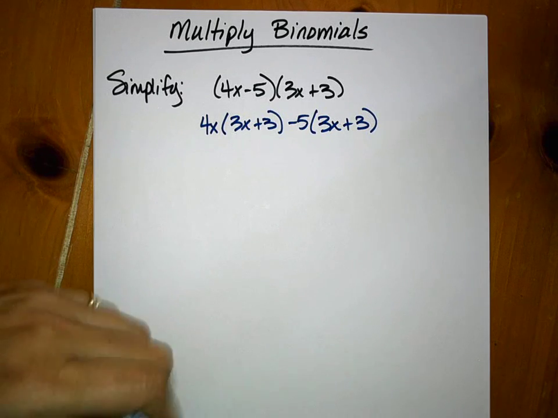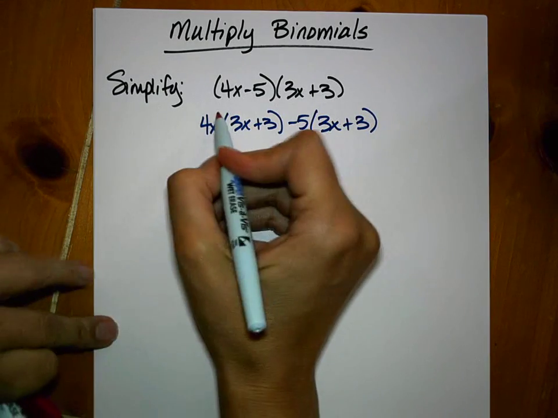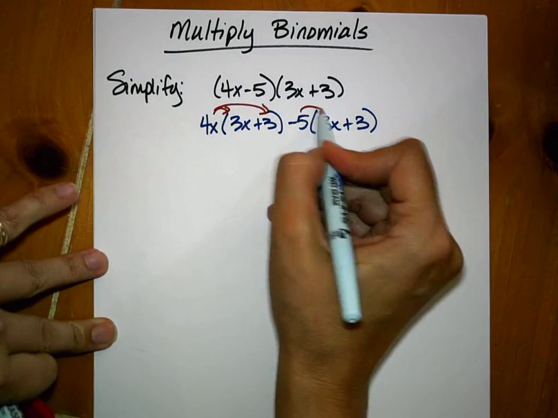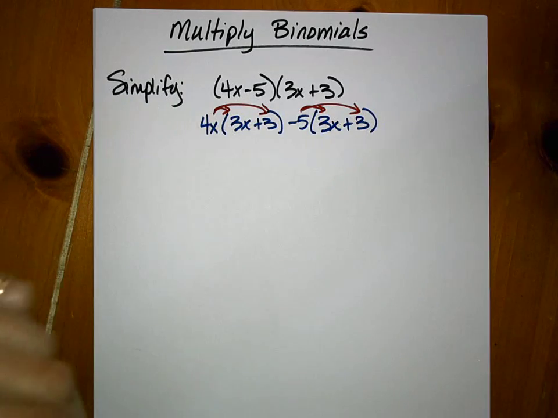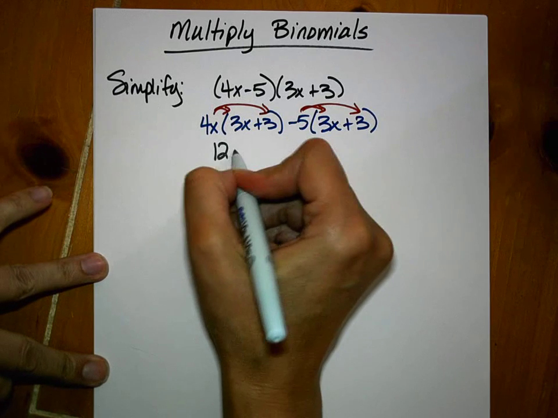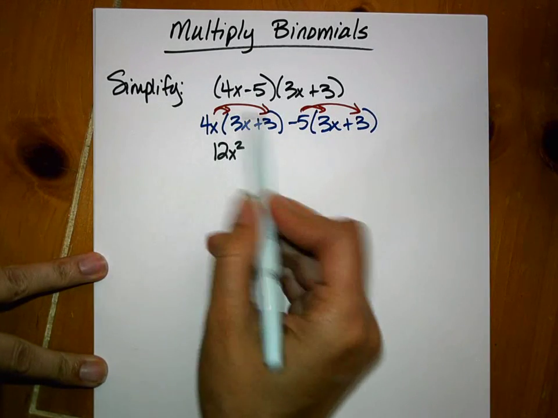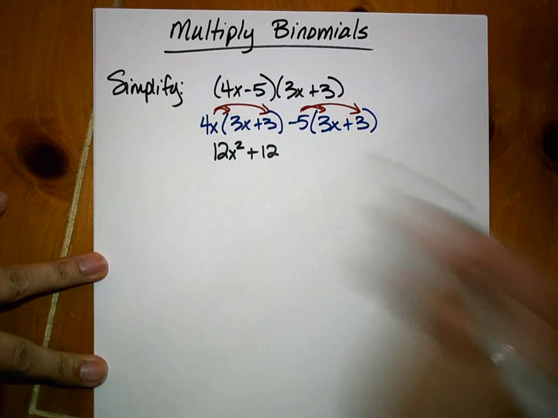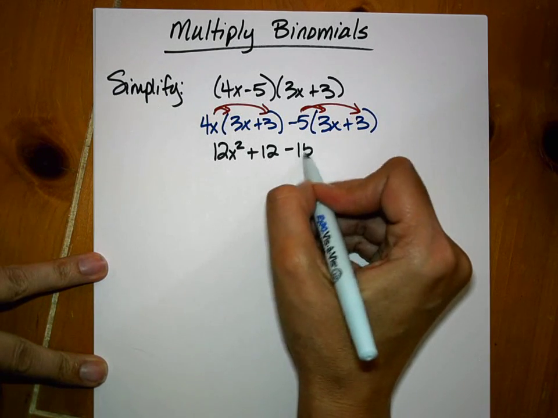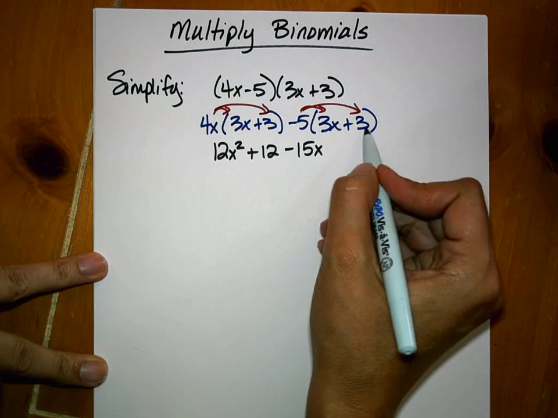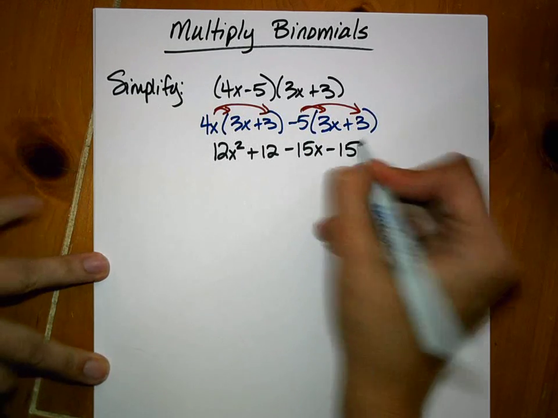And now I've got 2 distributions to do. And you'll see that I'm actually doing 4 multiplication problems here. Okay? 4x times 3x is 12x squared. 4x times 3 is positive 12. Negative 5 times 3x, negative 15x. And negative 5 times positive 3, negative 15.